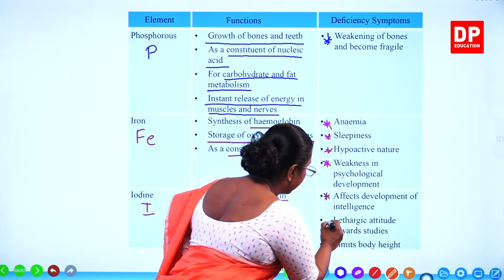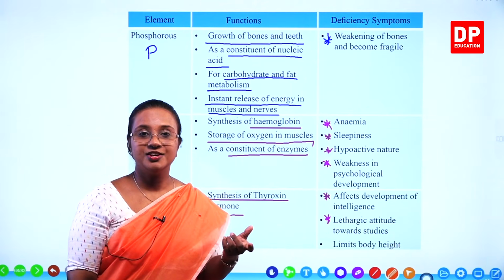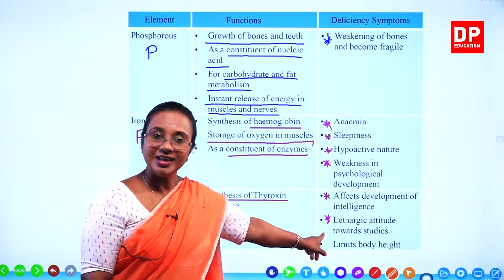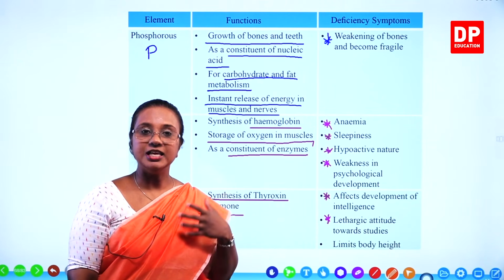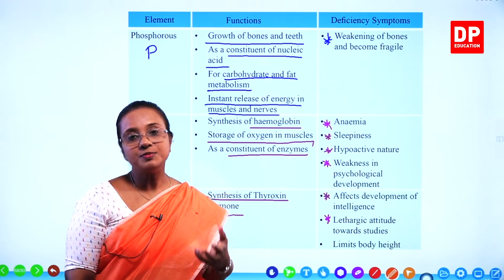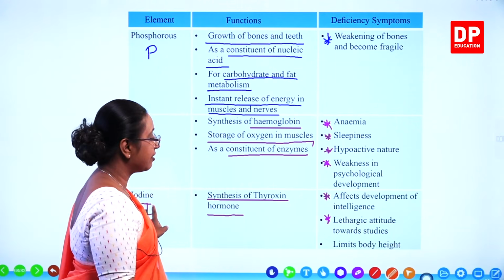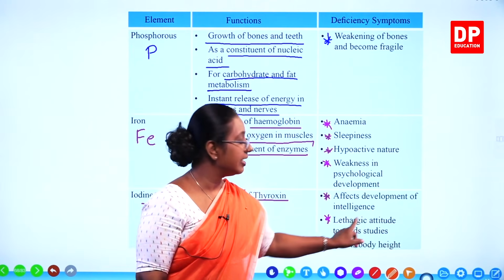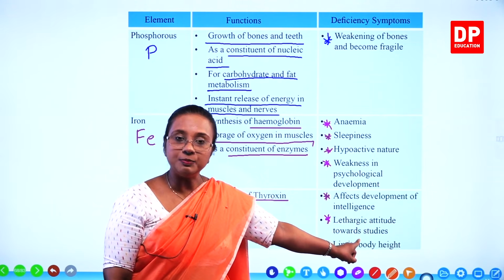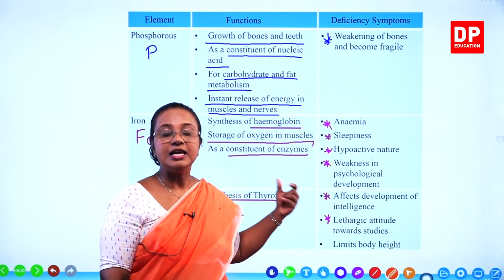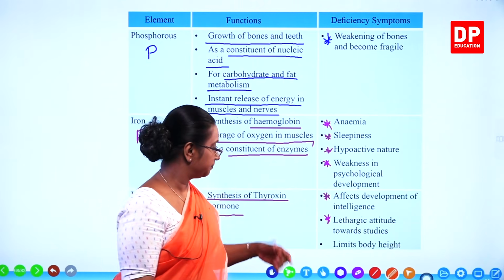Then there will be a lethargic attitude towards studies. So students, this is very important to y'all. Y'all are at the age where you have to study more. Your main object is to do your studies well. So if you don't have enough iodine, you will have a lethargic attitude towards studies. So you need to prevent that by having enough iodine included in your food.